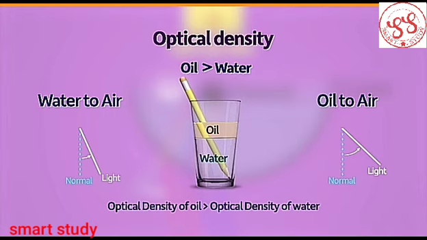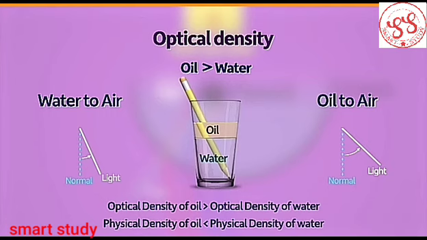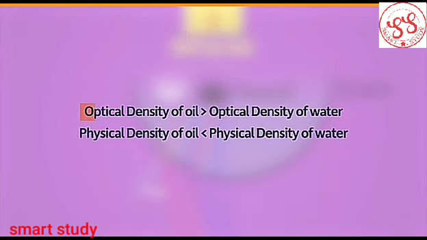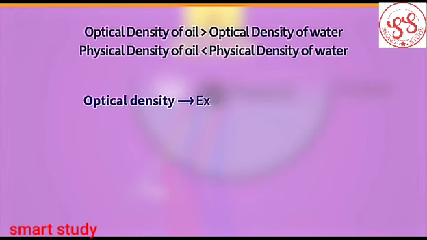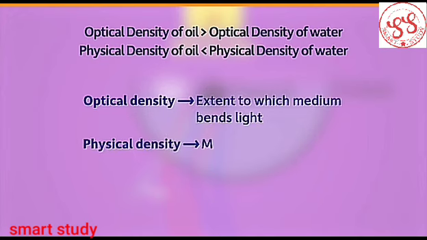Some of us may have another doubt. Even though the water is physically denser than oil, its optical density is lesser than it. Yes, there is a difference between optical density and physical density. We have seen in our previous videos what optical density is, and we must have studied physical density many times in the past. Optical density is the extent to which the medium bends the light, whereas physical density is simply the mass over volume ratio.